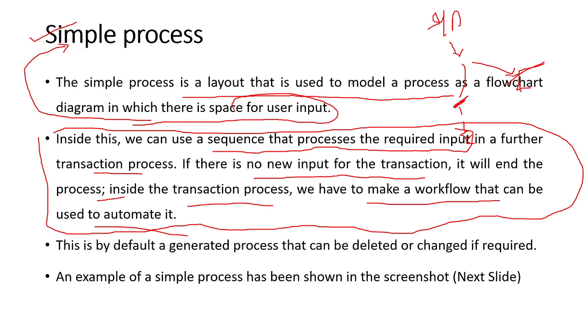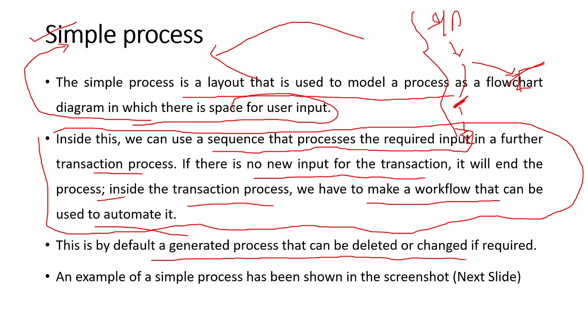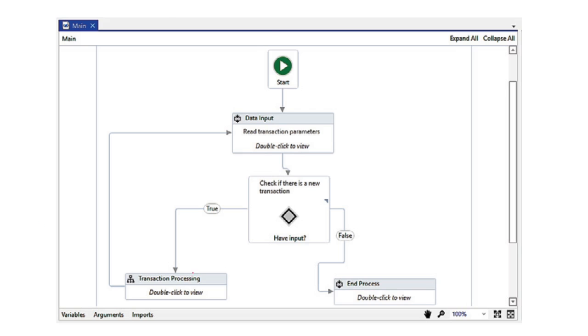So whenever you come across a scenario like this, you can go ahead with a layout called simple process. This is a by default generated process that can be deleted or changed. I think this is the right time to show you. So like this. See here, this is a flowchart. Usually a flowchart starts with a start node, and interesting, this is a sequence. Remember, this is a sequence.